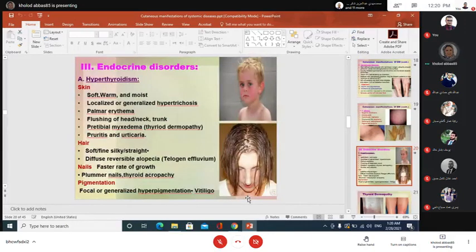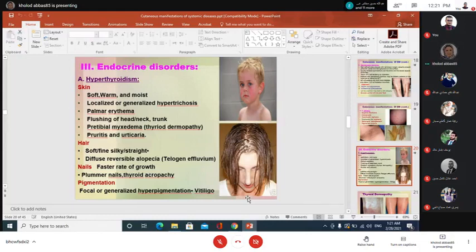Endocrine disorders, association of endocrine disorders with skin. Example, we have hyperthyroidism. Hyperthyroidism we divide into changes in the skin, hair, and nails. In the skin we see moist, warm, soft skin. We have localized or generalized hypertrichosis. We have palmar erythema, flushing of the face, head, neck, pretibial myxedema, which is thyroid dermopathy, pruritus, and even urticaria.